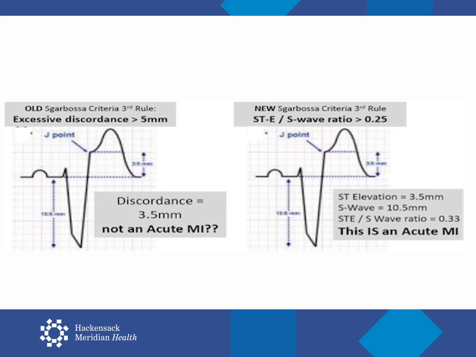In this case, for example, the S-wave is 10.5 millimeters, and even though the J-point elevation does not fully reach 5 millimeters, and is in fact only elevated by 3.5 millimeters, it still is an MI, because it is greater than 25% of the S-wave displacement. The new criteria make it possible to recognize more MIs occurring in patients with a prior left bundle branch block.